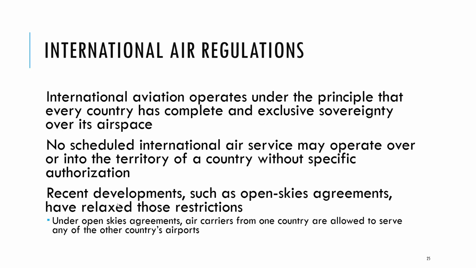So the whole principle or premise of international aviation is that every country has complete and exclusive sovereignty over its airspace. That makes sense, right? That's why you don't want a Russian airplane come flying over the United States. No scheduled international air service may operate into the territory of a country without specific authorization. So you have to get authorization if you're coming from another country, so Canada into United States even.